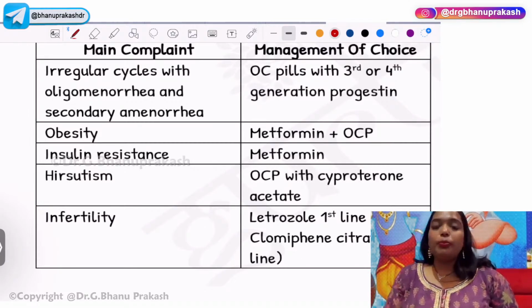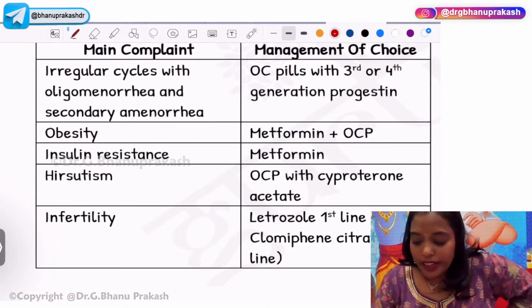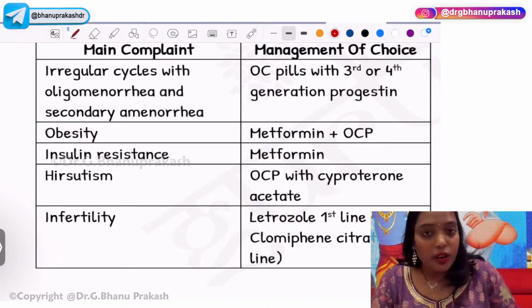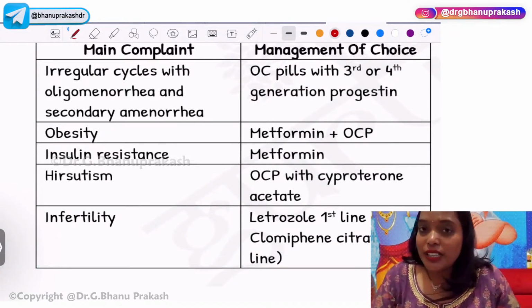This table is the most important for you to answer for infertility. So irregular cycles with oligomenorrhea and secondary amenorrhea, it is OC pills, which are 3rd or 4th generation. Obesity, it is metformin plus OCP. Insulin resistance, it is metformin.